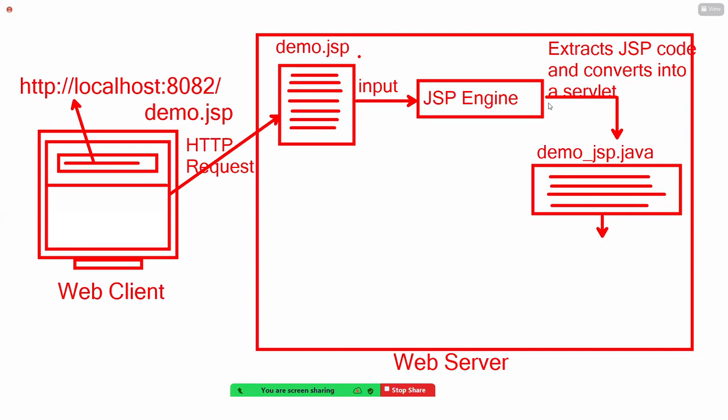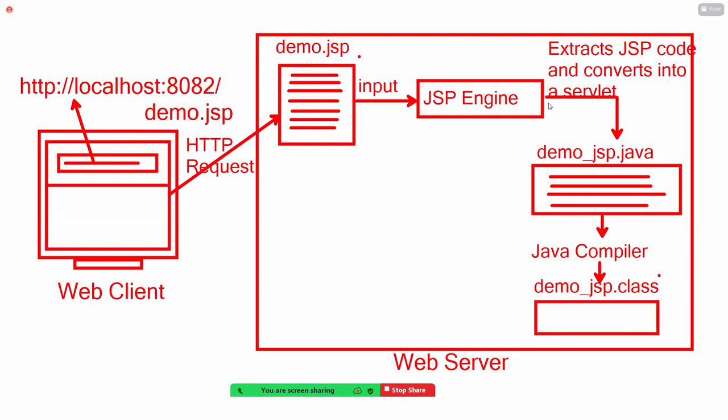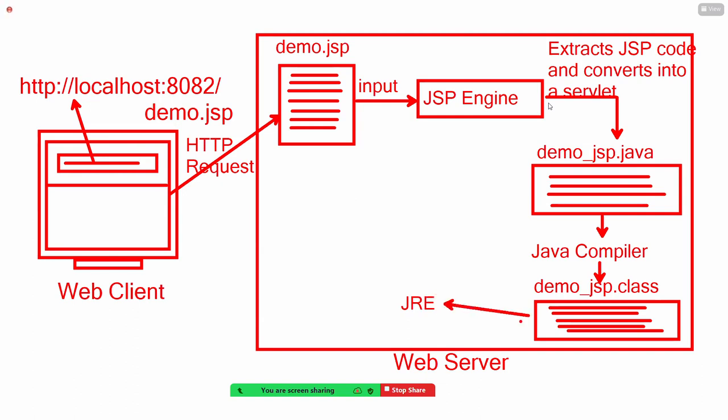On the server side, a Java compiler will be there. The Java compiler converts this JSP servlet program and generates the .class file. Then demo_jsp.class is generated by the Java compiler. And on the server side, the Java Runtime Environment, JRE, will be there. This JRE takes it, and the output is captured in HTML format.